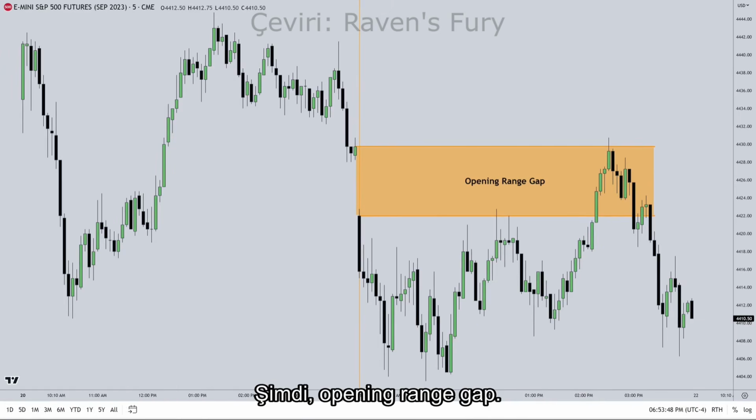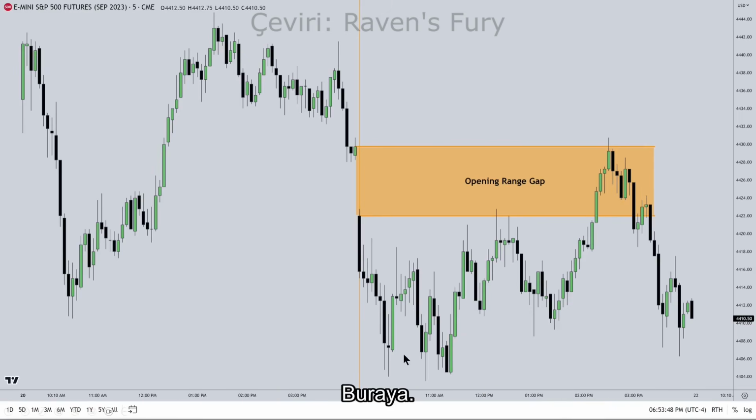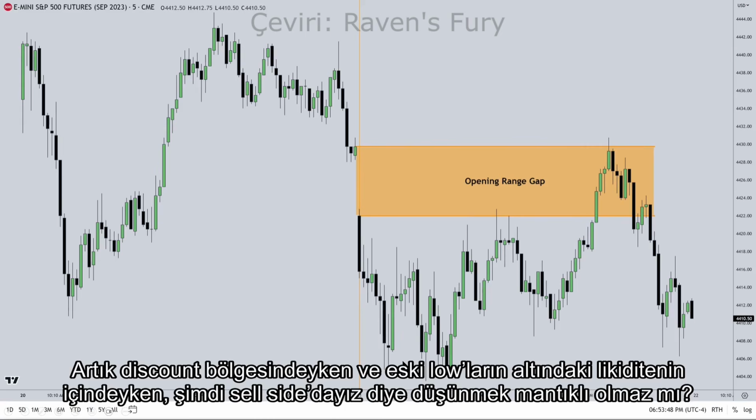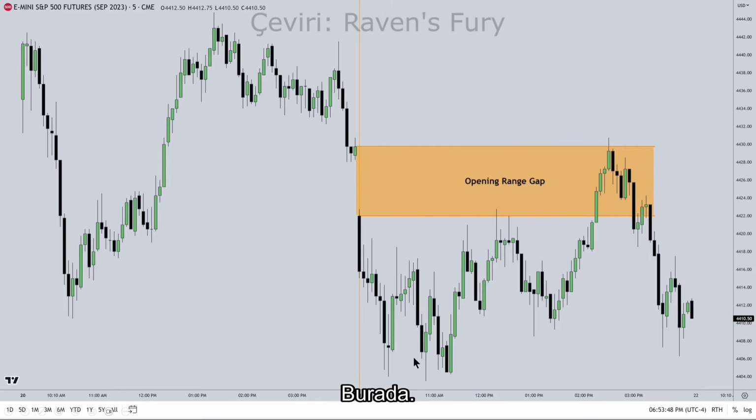Now, the opening range gap. If we run to a pool of liquidity like this here, wouldn't it make sense, since we're now into a discount and inside of liquidity, below old lows, we're in sell side now. We've already moved a lot from the previous session, here to here.